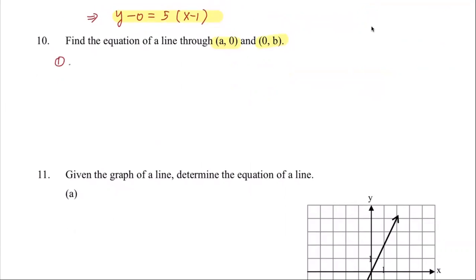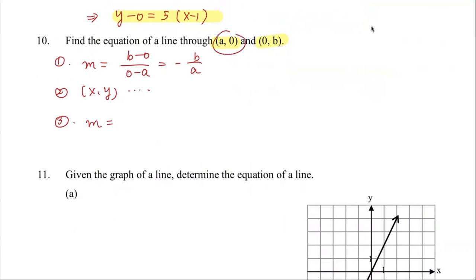First step, find the m, right? m is equal to (b minus 0) over (0 minus a). So this is equal to minus b over a, right? And second step, we let x, y represent all the points on the straight line. Third step, we use the slope formula again, right? We can pick either of these 2 points. Let's try this point.